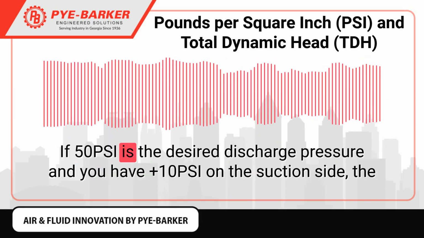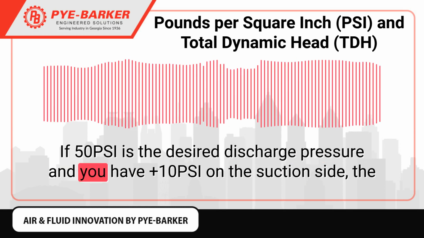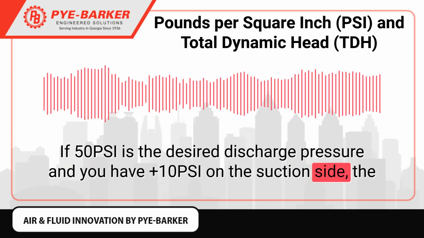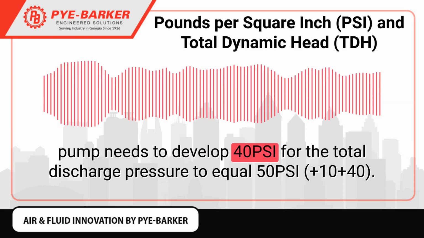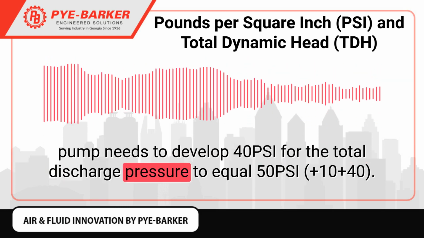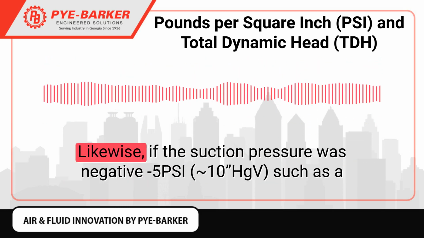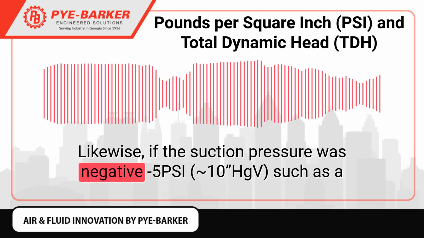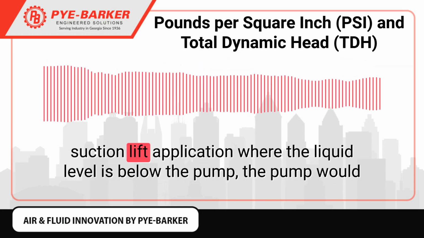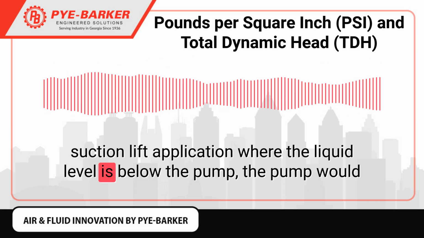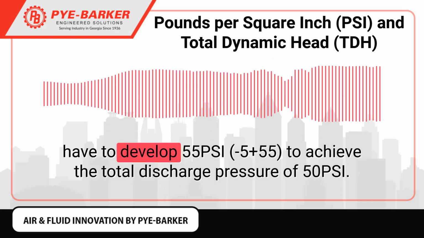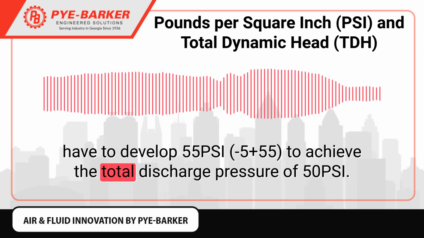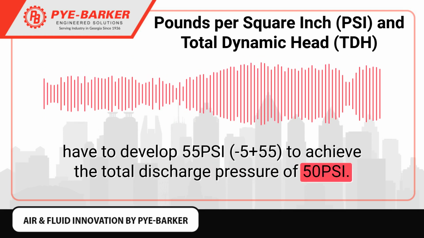If 50 psi is the desired discharge pressure and you have plus 10 psi on the suction side, the pump needs to develop 40 psi for the total discharge pressure to equal 50 psi. Likewise, if the suction pressure was negative 5 psi, such as a suction lift application where the liquid level is below the pump, the pump would have to develop 55 psi to achieve the total discharge pressure of 50 psi.